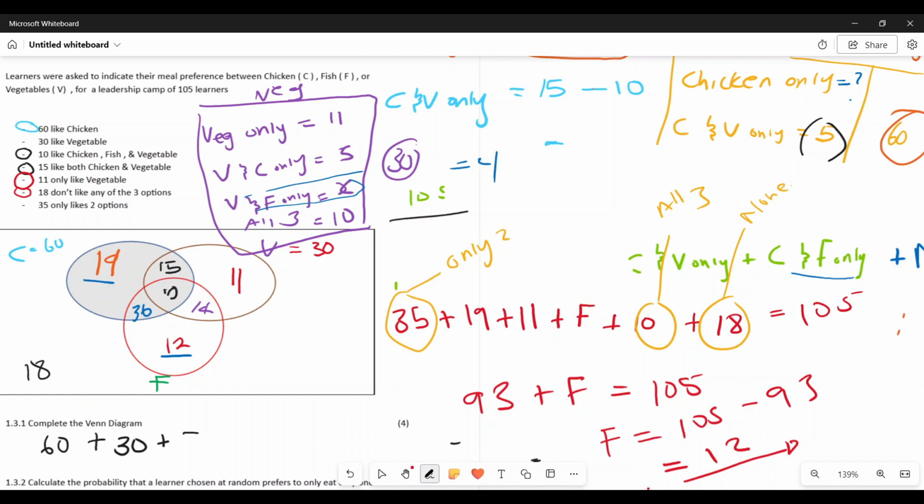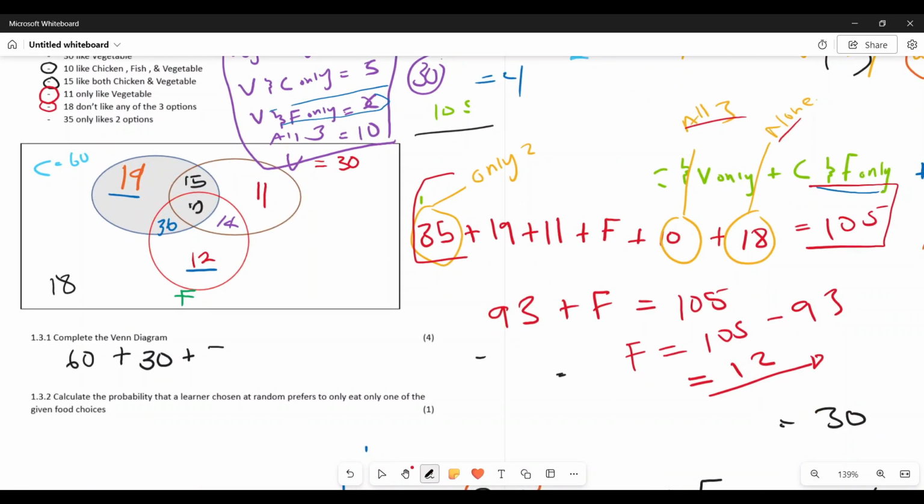Now always remember this formula whenever you have 3 events. The number of people who prefer only 2 things, plus the number of people who prefer the individual items, in this case chicken only, vegetables only, fish only, added to the number of people who prefer all 3, plus none, should be equal to your total. So try to remember this formula for 3 events because you will always need to make use of it.